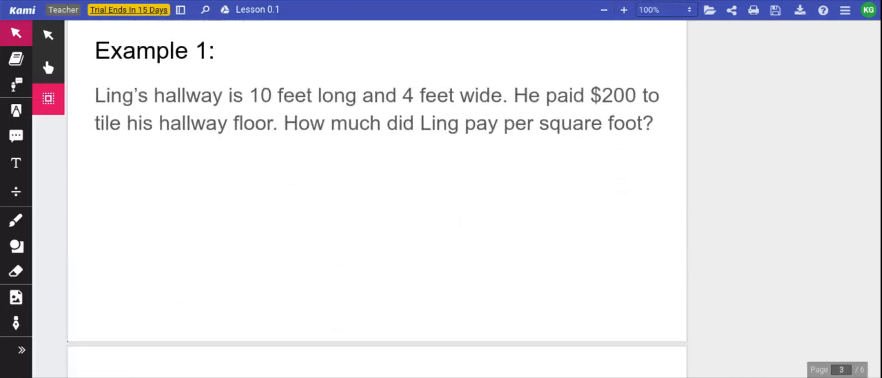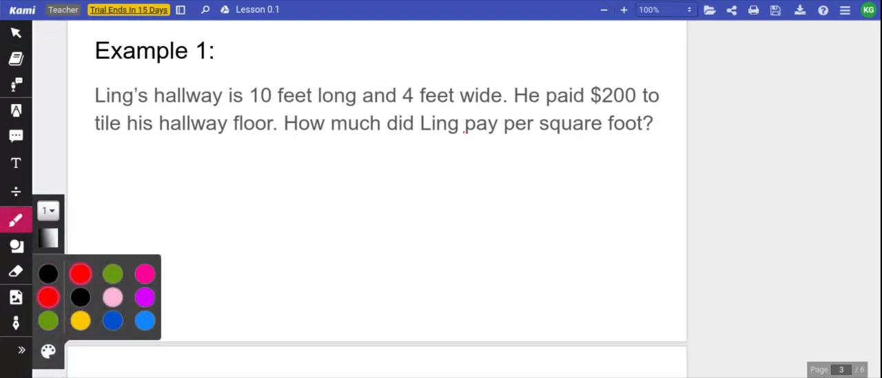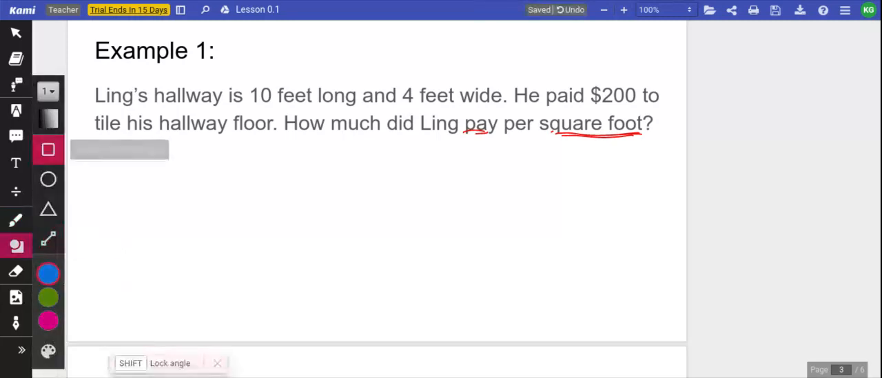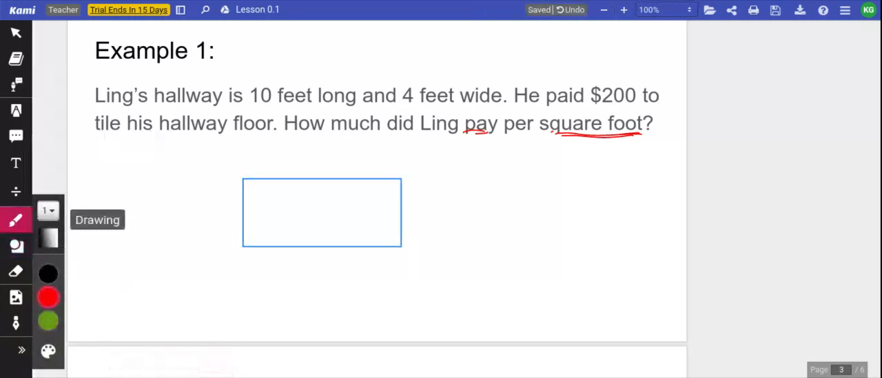So here, for example 1: Ling's hallway is 10 feet long and 4 feet wide. He paid $200 to tile his hallway floor. How much should he pay per square foot? When I go to the question, I'm looking at pay, so dollars, and square feet. One of the things I have to know is, if I have this rectangle and it's 10 foot long and 4 foot wide, first I have to know, how do I find the area of the hallway?